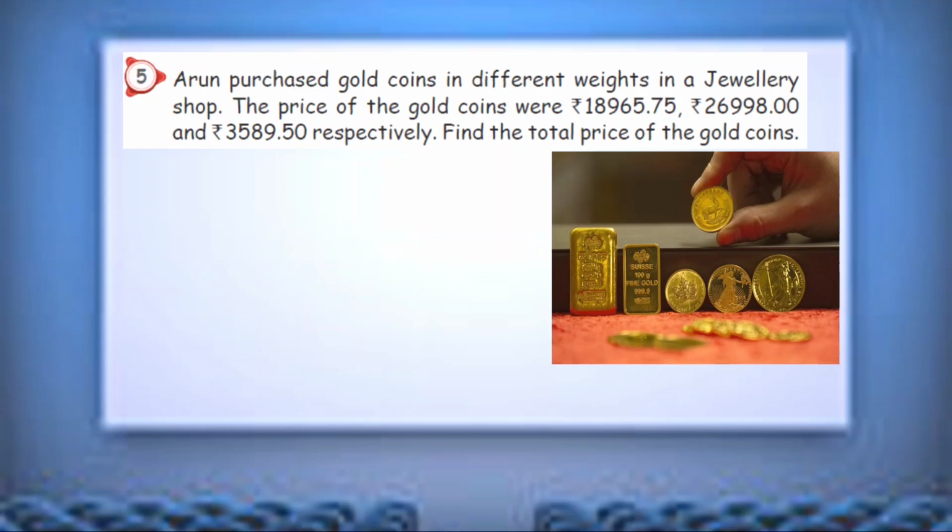So how many gold coins did Arun purchase? Yes, you are right. 3 coins, isn't it? How did you find this? Super. We have 3 values, isn't it? So from the 3 values, Arun purchased 3 gold coins, right?